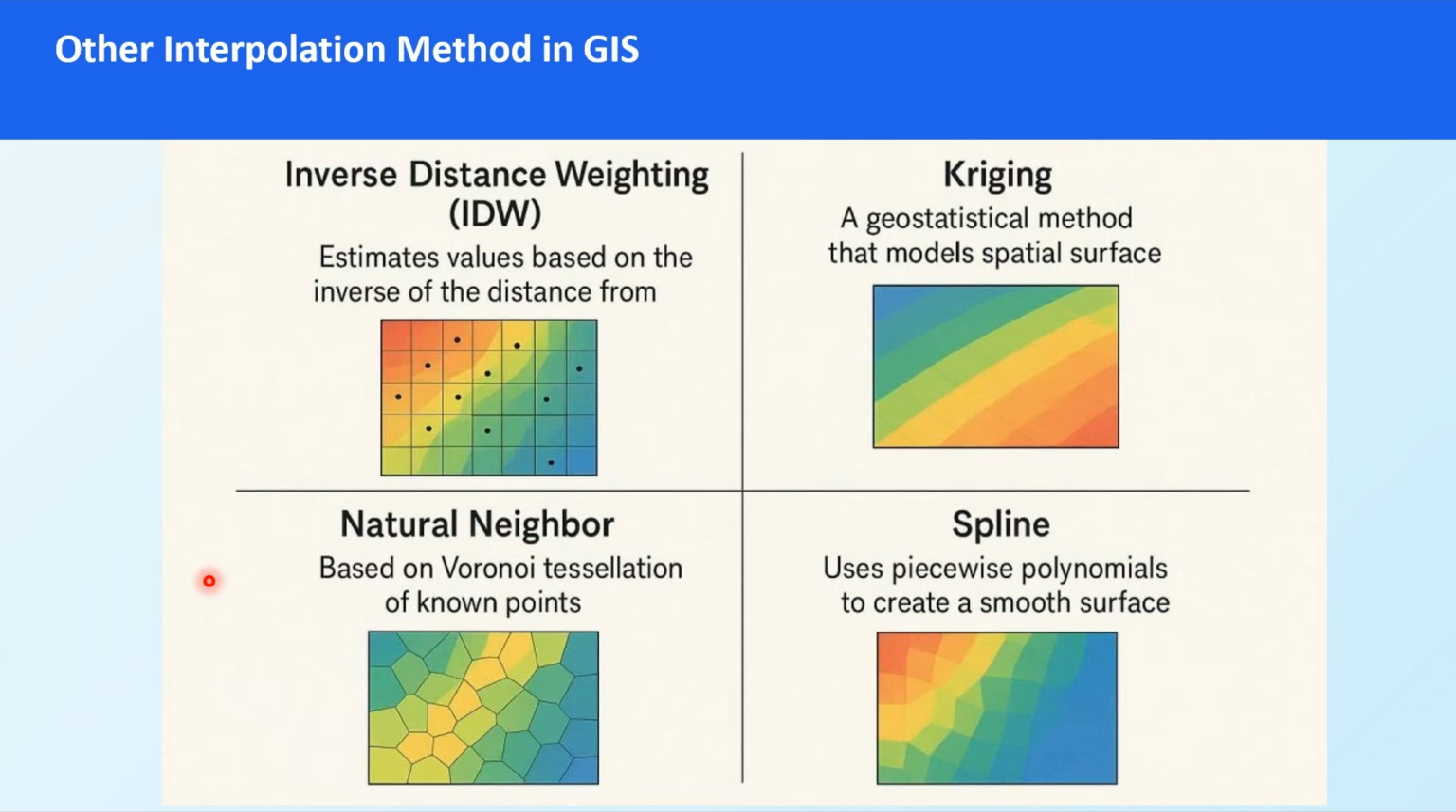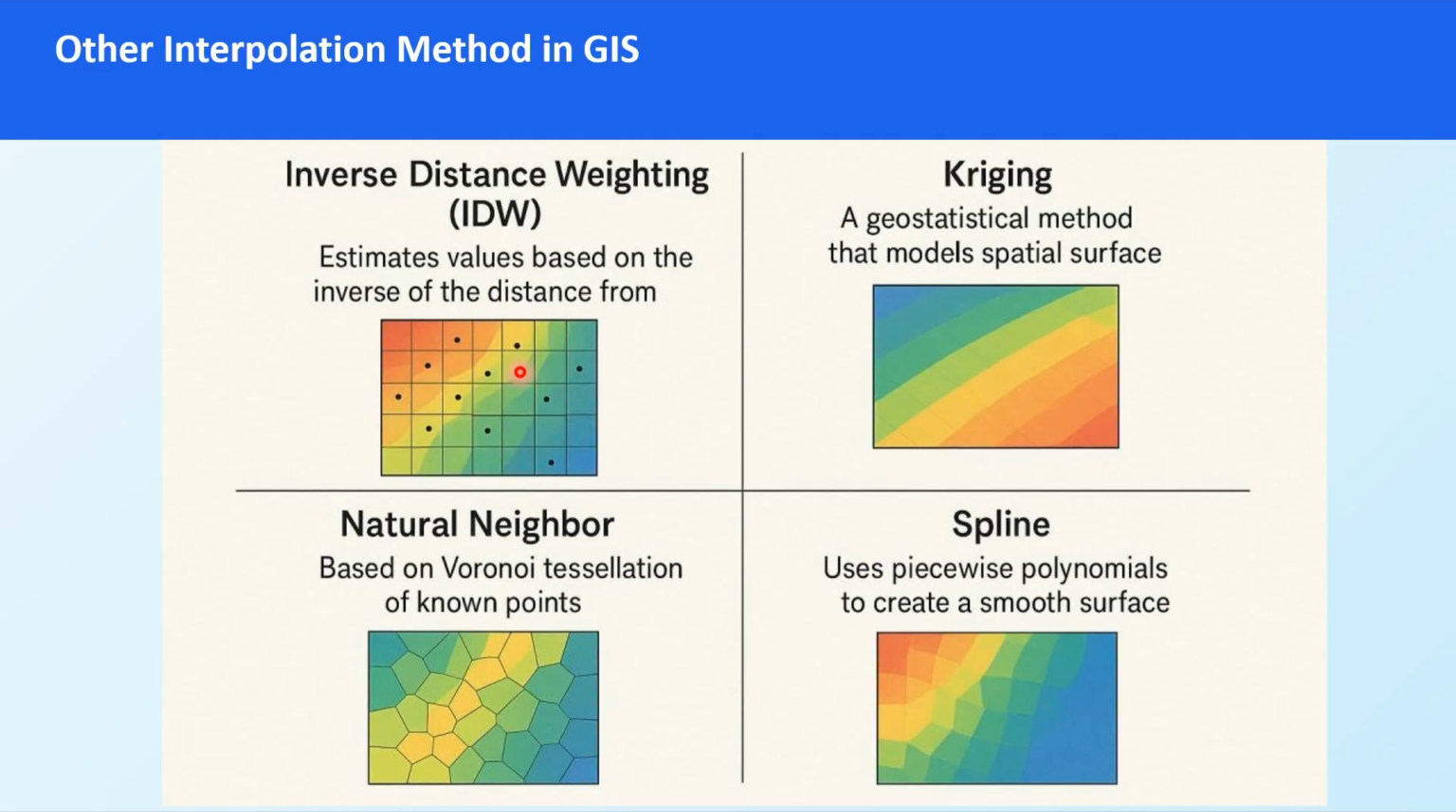Another method that we also talked about is IDW, as the name suggests, inverse distance weighting. It estimates the value based on the inverse of the distance. For example, this is a point for which we have a data set, and we want to estimate the value of this particular point. So it will carry weights that are inversely proportional to the distance.